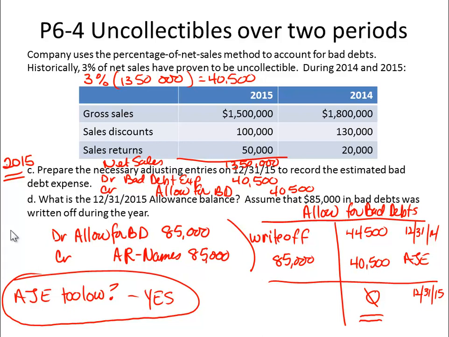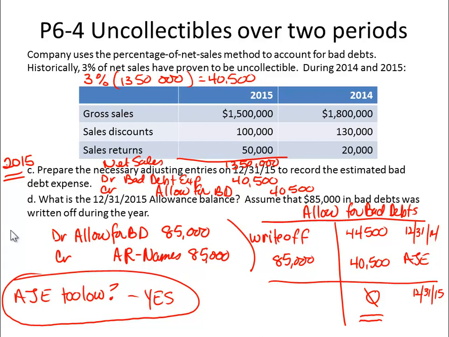So our 3% is $40,500. So in Part C, we'll debit bad debt expense and credit the allowance for bad debts for $40,500, or 3% of the net sales. When we do Part D, they again want to know what the ending balance is. We know the beginning balance is $44,500 because that was the ending balance at the end of 2014.